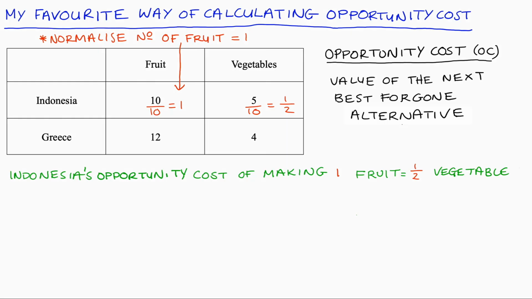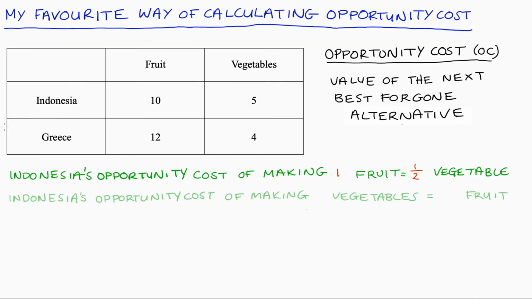We can do the same thing for Indonesia, but for vegetables. The table essentially tells us that if Indonesia makes 5 vegetables, they're essentially giving up 10 fruit. So the opportunity cost of making 5 vegetables for Indonesia is equal to 10 fruit. We then normalize that number of vegetables to 1, so we divide 5 by 5, and we'll divide 10 by 5 as well to keep that trade-off constant. And we see that for every vegetable that Indonesia makes, they give up 2 units of fruit.